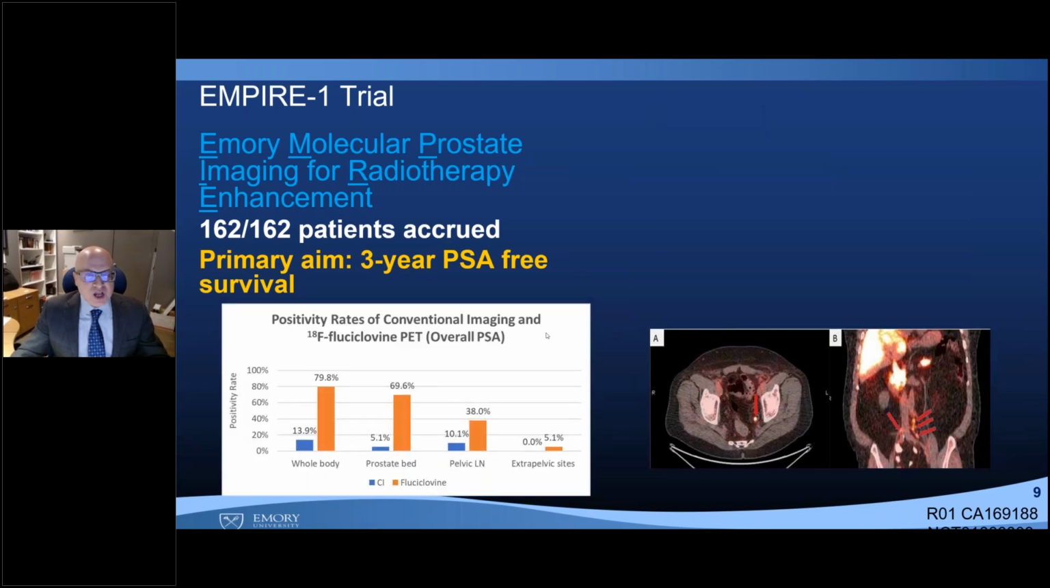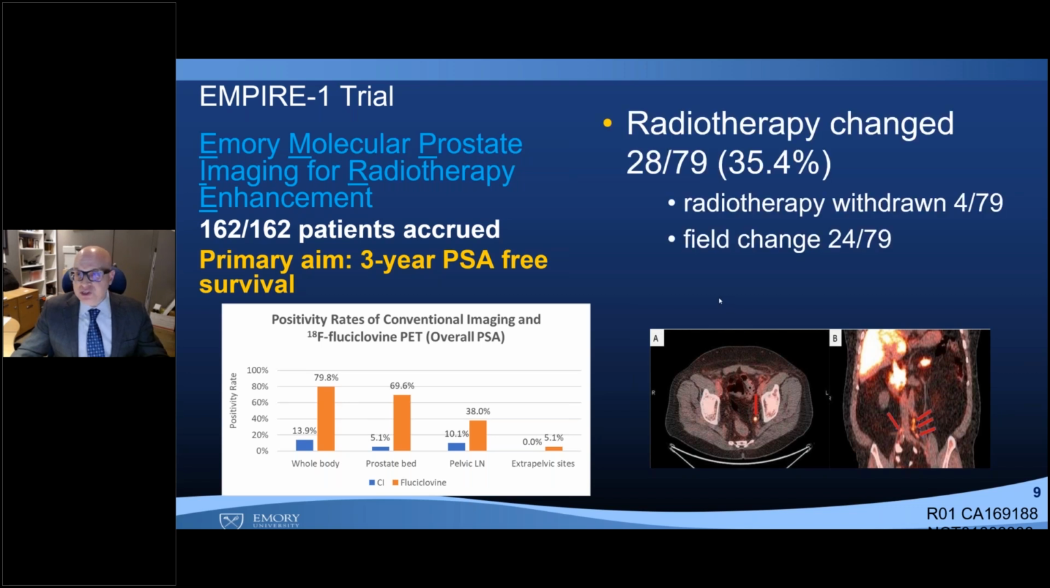Now, if we look at the positivity rate, and fluciclovine is in orange, fluciclovine did better than conventional imaging, both on a whole body and a regional basis. And radiotherapy was changed in 35% of cases. And these are just some examples of fluciclovine imaging with positive lymph nodes. But many studies have shown that imaging causes a change in management. The big question that hasn't been answered by most studies for any imaging is: is the change in management correct?